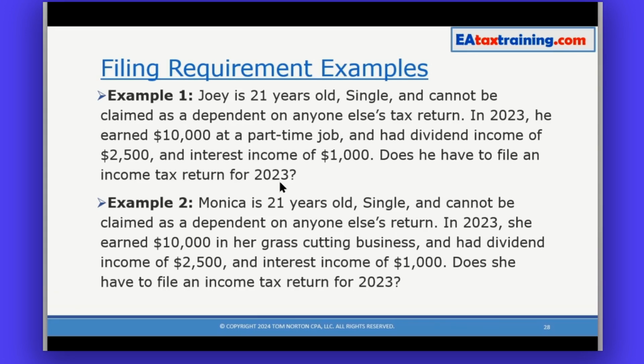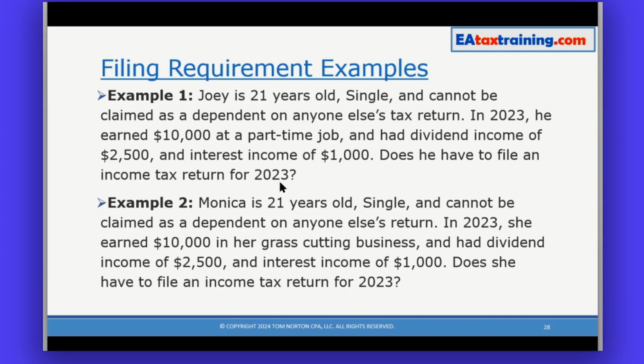Example 2, Monica is 21 years old, just like Joey. She's also single. She also cannot be claimed as a dependent on anyone else's tax return. She also earned $10,000, but she earned it in her grass cutting business. She also has dividend income of $2,500 and interest income of $1,000. Does Monica need to file an income tax return for 2023?